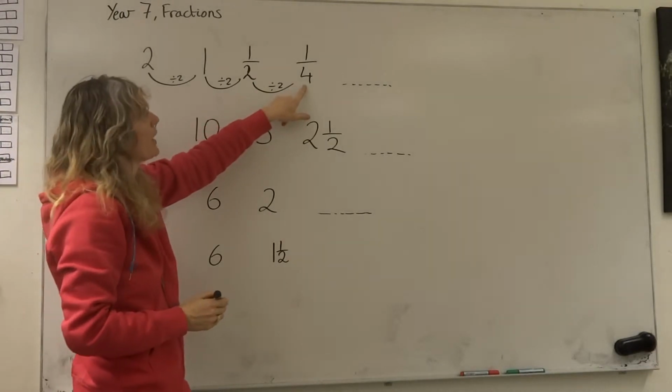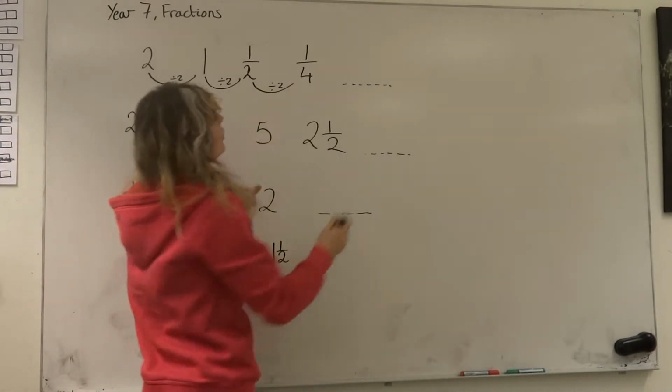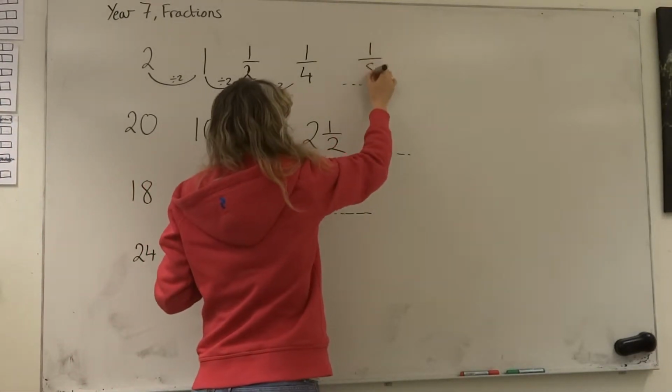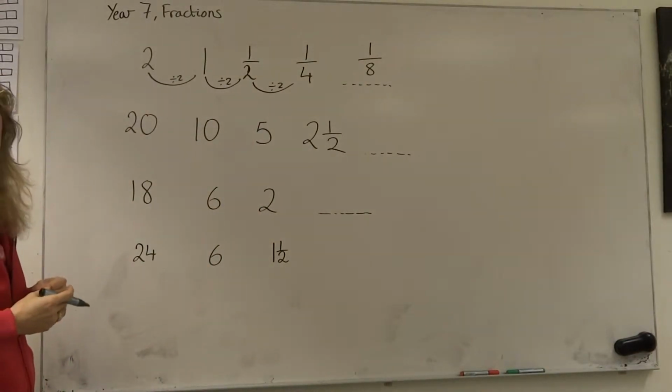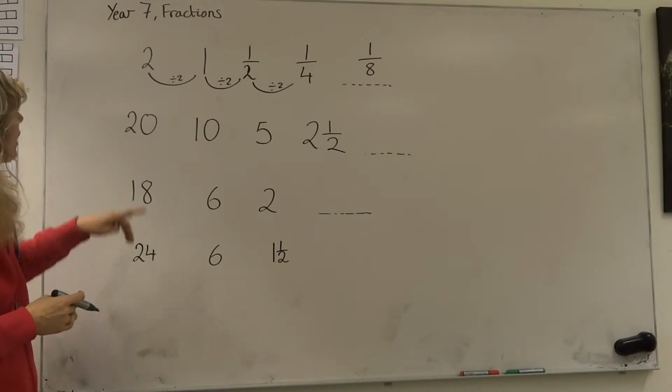So if we were to divide a quarter by 2, we would get 1/8. So we're splitting our quarter up into 2 different parts and we'd get 1/8.